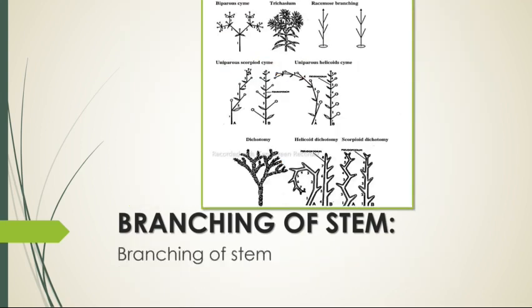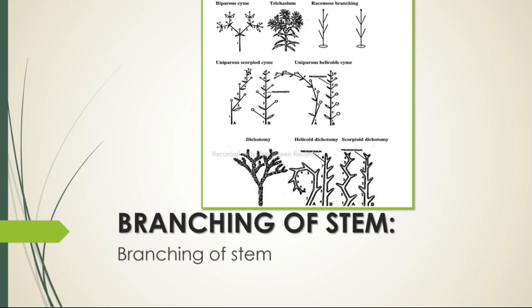So again, in the branching of the stem, you can see the different types of branchings. First is the biparous cyme. Second is the trichasium, and the third is racemose branching. Next figure is uniparous scorpioid cyme, which includes the pseudopodium. And the next figure is the uniparous helicoid cyme, and this also includes the pseudopodium.